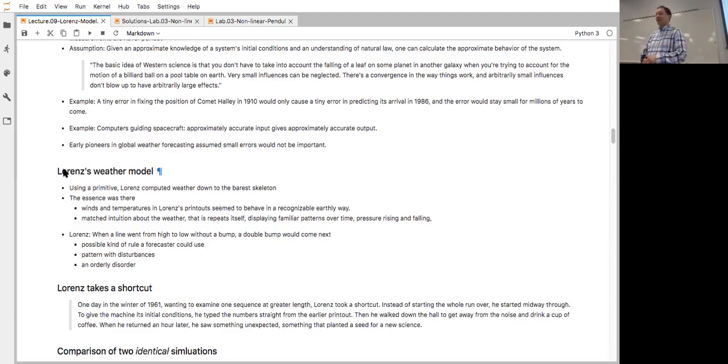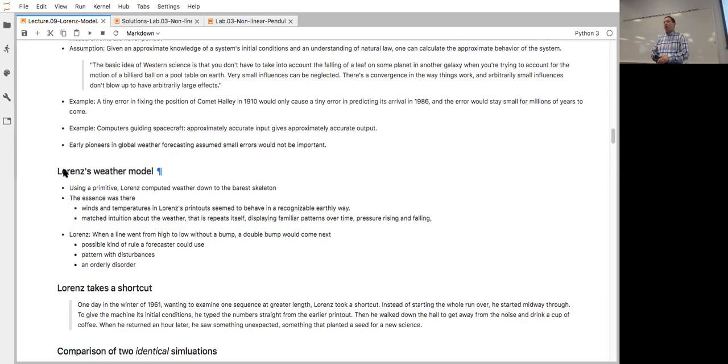1961, Lorenz takes a shortcut. One day in the winter of 1961, wanting to examine one sequence at greater length, Lorenz took a shortcut. Instead of starting the whole run over, he started midway through. To give the machine its initial condition, he typed the numbers straight from the earlier printout.